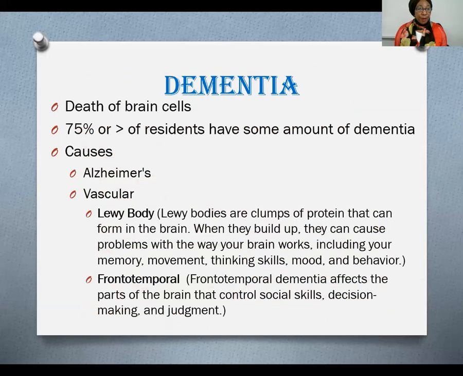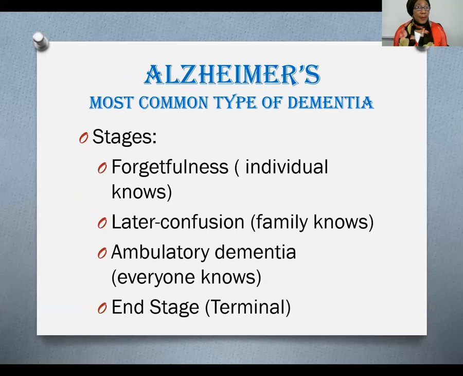Dementia is the death of brain cells. Dementia is a very, very sad condition because your brain cells die. As a result, you cannot remember anything. And it's very sad that you cannot even remember your own children. Alzheimer's is one of the most common types of dementia. It goes in stages. You start forgetting things, confusion. Sometimes it can even affect your ambulation. Then the end stage leads to death.